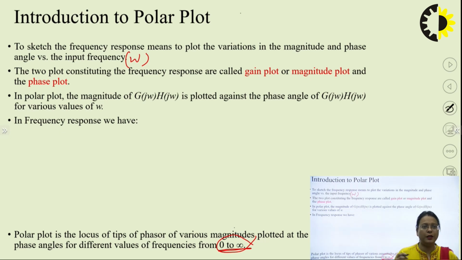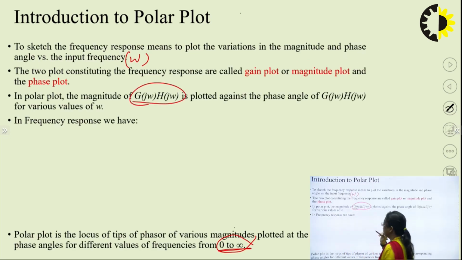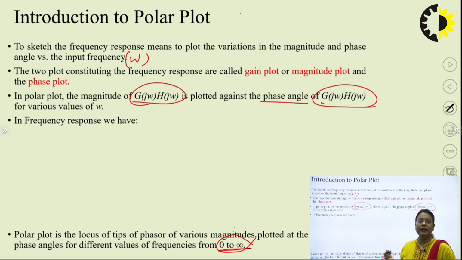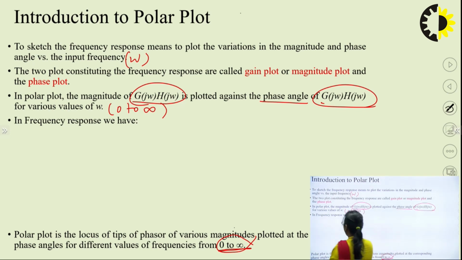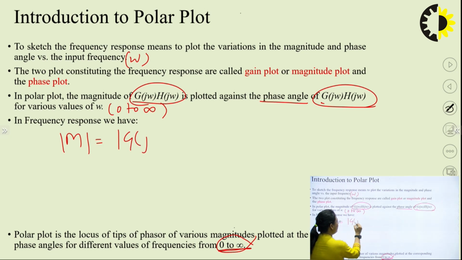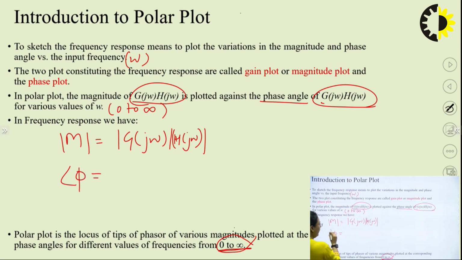The two plots which constitute the frequency response are the magnitude plot and the phase plot. Now how to draw these phase plots and magnitude plots? In polar plot, the magnitude of G(j omega) H(j omega) is plotted against the phase angle of G(j omega) H(j omega) for various values of omega, where omega varies from 0 to infinity. So in frequency response, the magnitude is represented by the magnitude of G(j omega) H(j omega), and the phase angle is represented by phi, the phase angle of G(j omega) H(j omega).